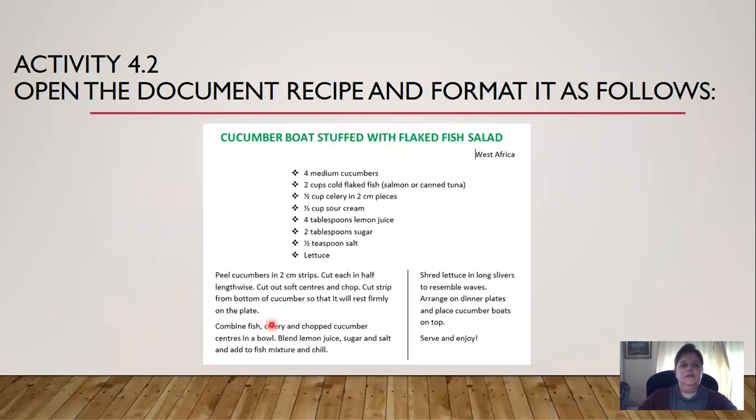In document 2, you're going to open the recipe document and format it as follows. So I want my heading in green. I want the country West Africa to be right aligned. You're going to add these bullets. So you need to go and find this. It should be in Webdings or Wingdings. Then my paragraph, I would like it in 2 columns with a line in the center. Okay, so we have covered this. So you need to go and look again how to do columns.